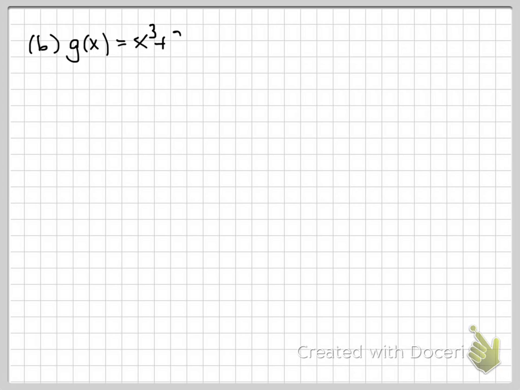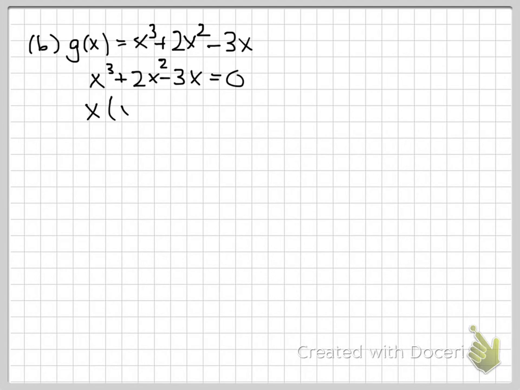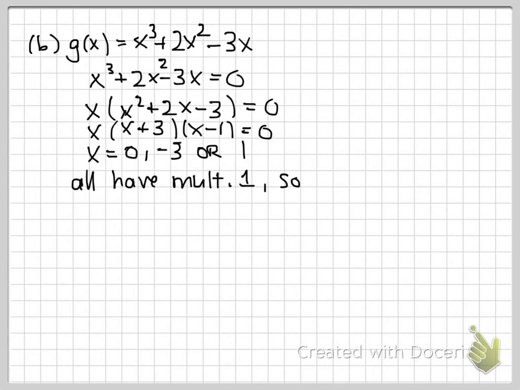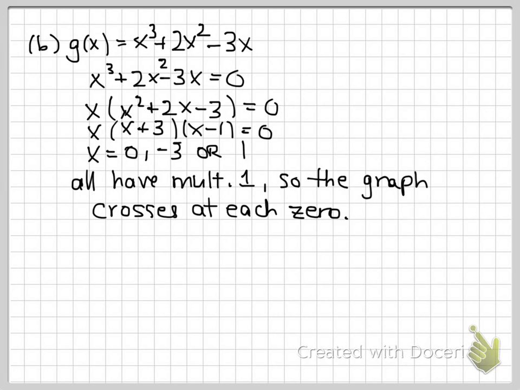Here's another example. Let's suppose g of x equals x cubed plus 2x squared minus 3x. So if I want to find the zeros, again, I set the whole equation equal to 0. I can factor an x out, and I'm left with x squared plus 2x minus 3, and that factors as x plus 3 times x minus 1. So my zeros here are x equals 0, negative 3, or 1. All of these are going to have multiplicity 1, which is odd, so what happens at the graph? At each of these zeros, the graph is going to cross the x-axis.